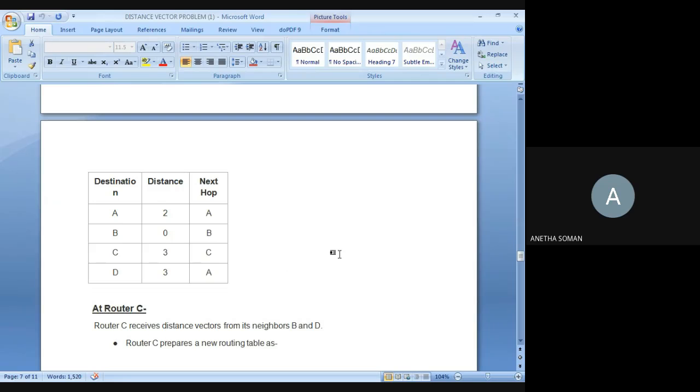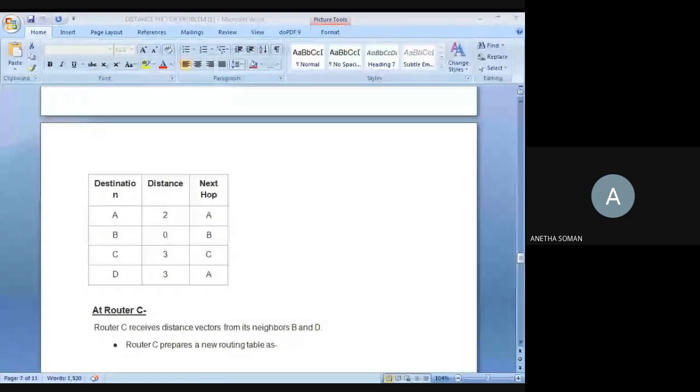Now, Nachiket, make it fast. For router C, find it out and tell me the whole step. Who are the neighbors of router C? Ma'am, D and B. Okay, now find out what are the costs.